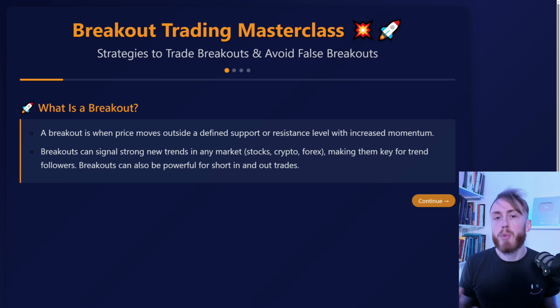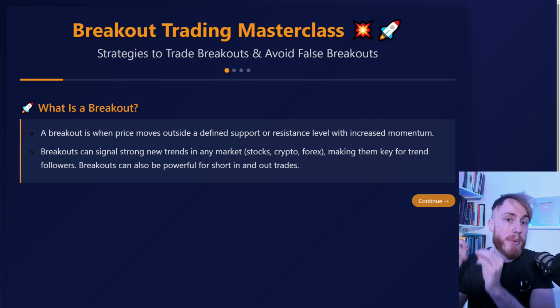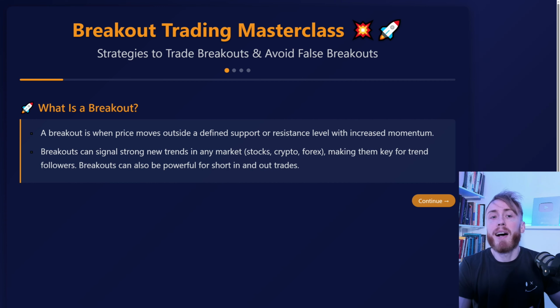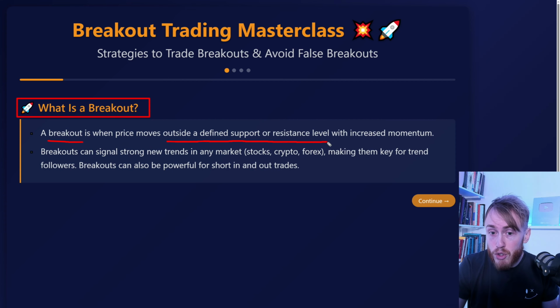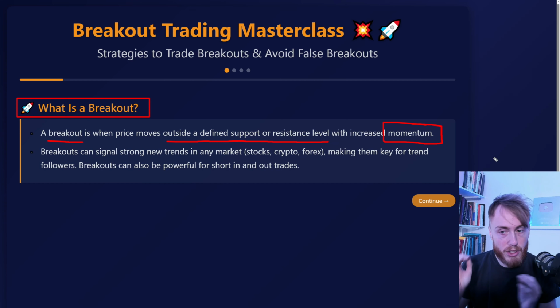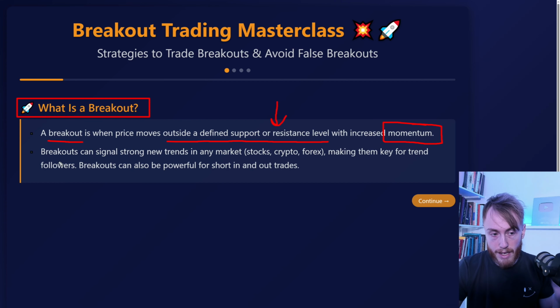Before we jump into the charts, we first need to know exactly what a breakout is, and we also need to know what a fake out is. But let's begin with the breakout. So what is a breakout? Well, in very simple terms, a breakout is when the price moves outside a defined support or resistance level with increased momentum. This is a very important factor, and we will talk about that a lot in this video. The momentum is key, and it's also important that we have a real support and resistance.